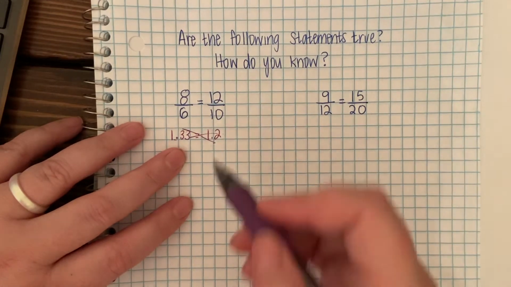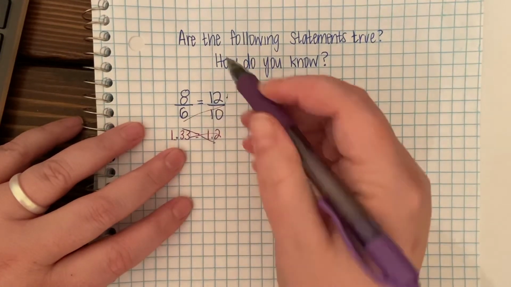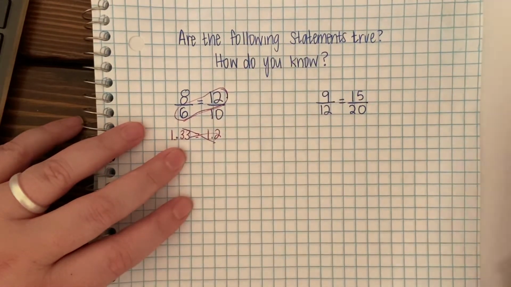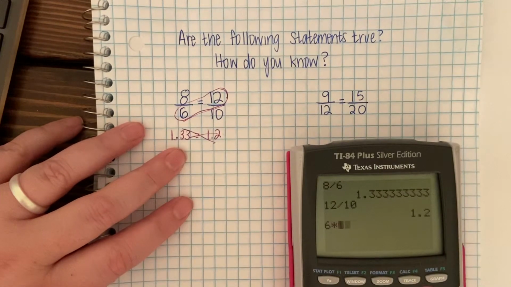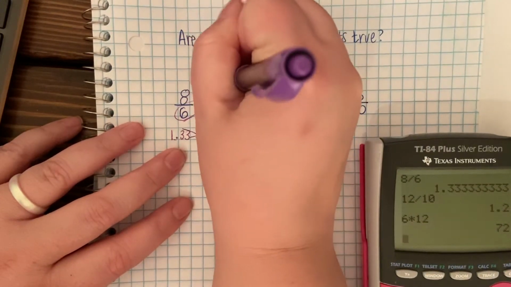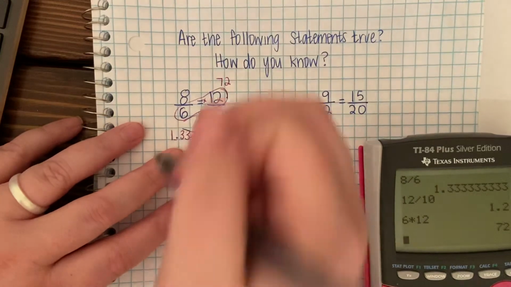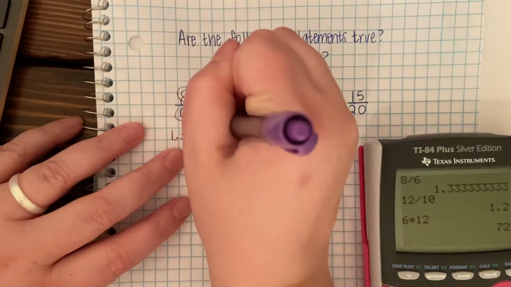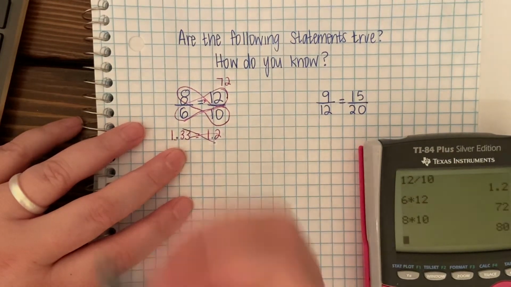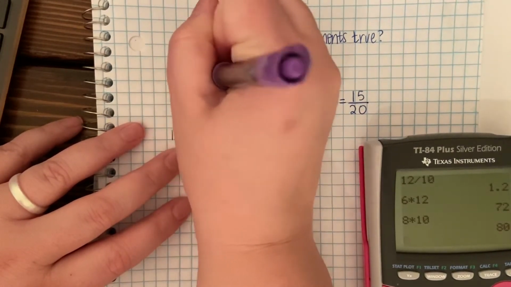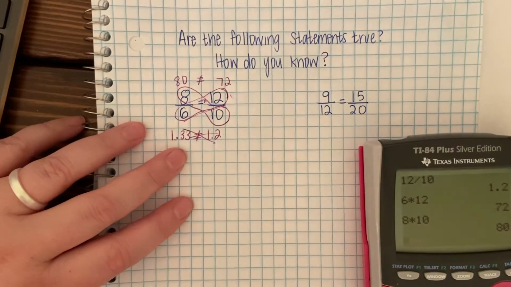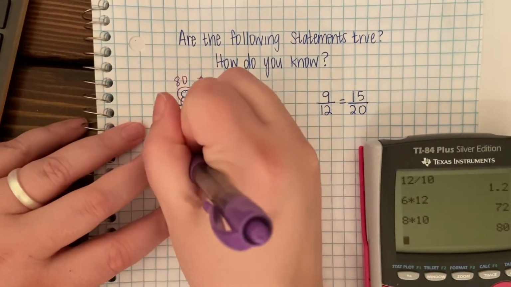Another way that we can test this is if I do 6 times 12. If you remember doing this method in middle school, I can do 6 times 12 and I get 72. And then if I do the same thing but the other direction, 8 times 10, I get 80. And again, 80 is not equal to 72, just like 1.33 was not equal to 1.2. And so I know that this one is not a true statement.